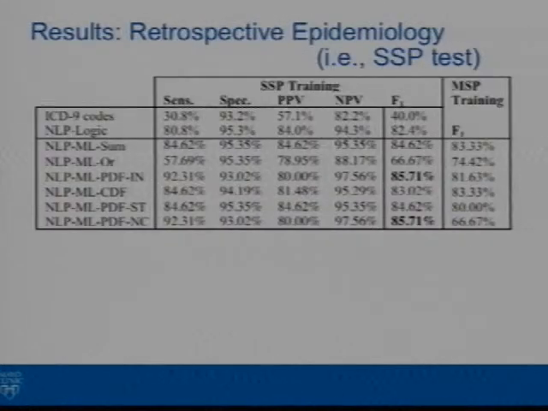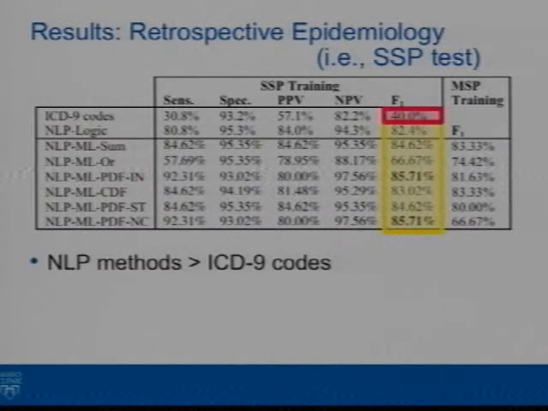The SSP setting, if you're testing on SSP, that's kind of like retrospective epidemiology, right? I'm looking at these records at this point in time. I'm going to look back into history and say, did they have a particular disease that I was interested in? And what we find is that the results here are mostly in this F1 column, the F1 score, and higher is better. We have the ICD-9 codes giving a really low value of 40%. These are the same numbers that we saw at the beginning of the talk. Basically, precision and recall weighted at the harmonic mean.